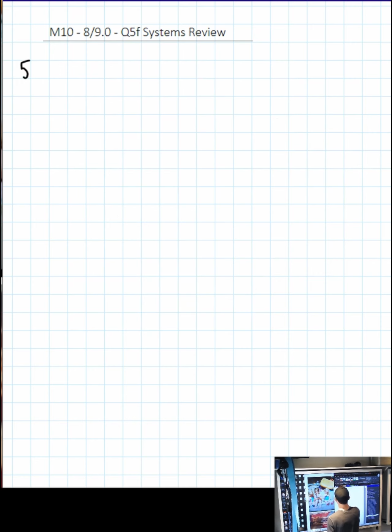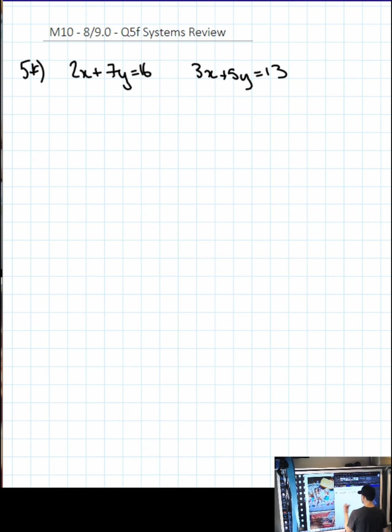Okay, we have 5f. So we have 2x plus 7y equals 16, and we have 3x plus 5y equals 13. So, is 2x plus or minus 3x 0? No. Is 7y plus or minus 5y 0? No. Can we multiply the equation on the left to get the same coefficient of x as the equation on the right? No. We can't multiply 2 by an integer to get 3.